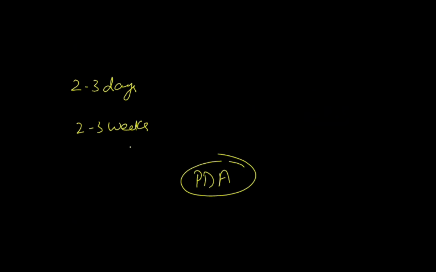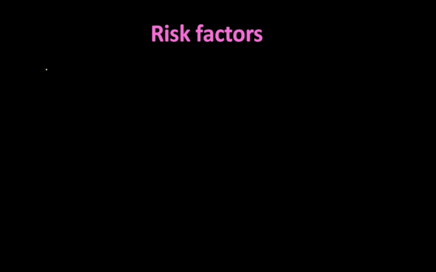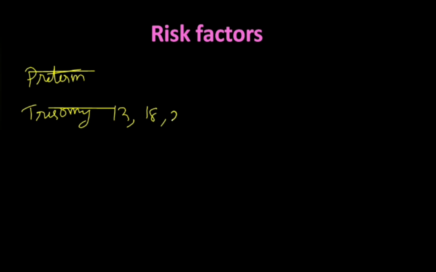The main culprit which causes this patent ductus arteriosus is prostaglandin E2. It is found that prostaglandin E2 keeps the ductus arteriosus patent. Coming on to the risk factors, preterm babies are more prone to have patent ductus arteriosus. Certain genetic disorders like trisomy 13, 18, 21 are also associated with it. When we talk about maternal conditions, maternal diabetes, maternal exposure to cocaine or maternal rubella infection also predispose the baby to develop patent ductus arteriosus.